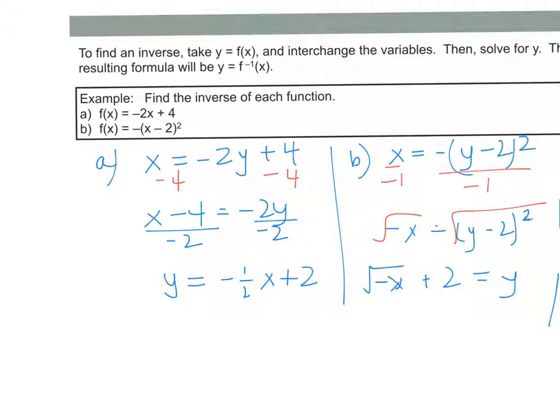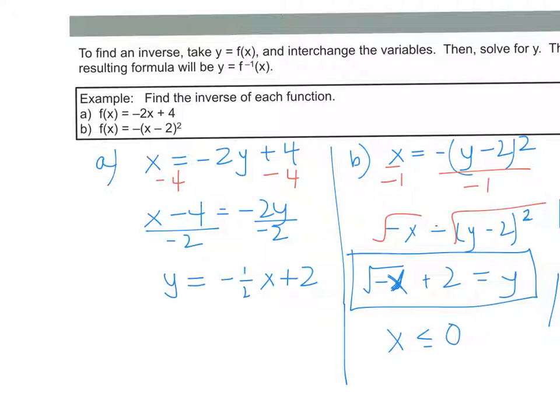Now this is an interesting situation because I would have to restrict the domain here, because you can't take the square root of a negative number. So what sort of number can x be? If I'm not allowed to take the square root of a negative number, what number is x allowed to be? It has to be a negative number. So I would say x has to be less than or equal to 0. We'd have to restrict the domain there.